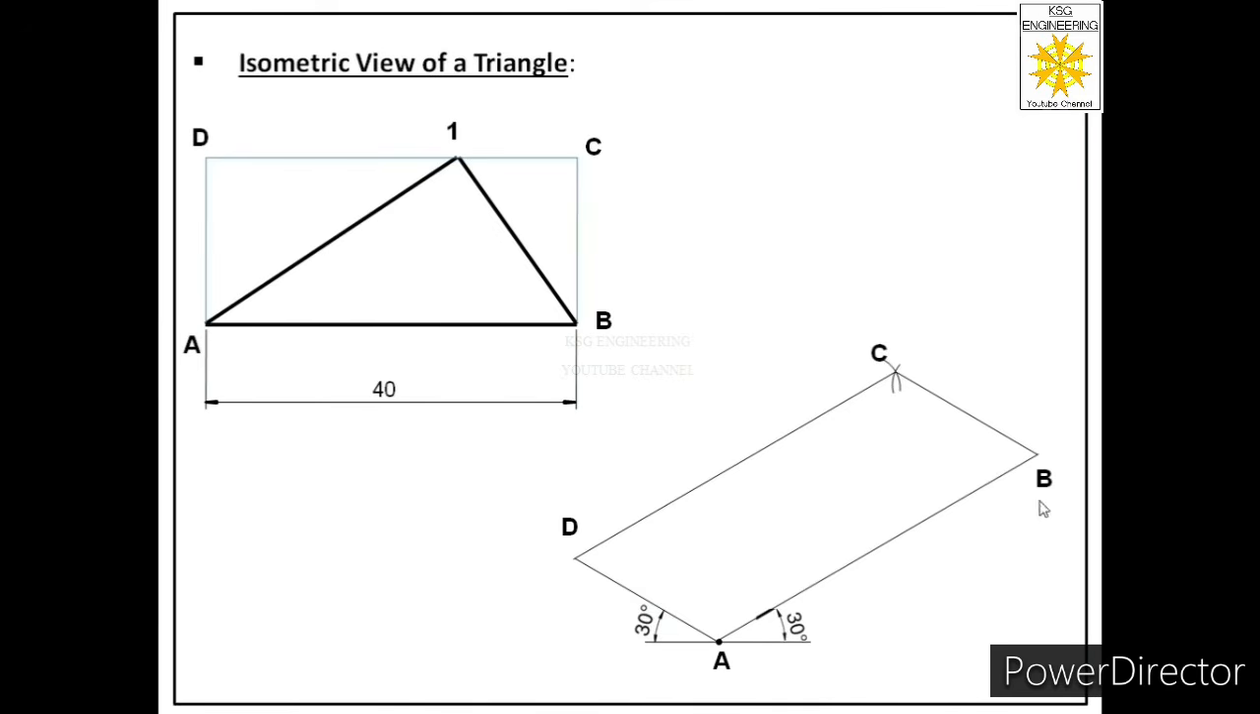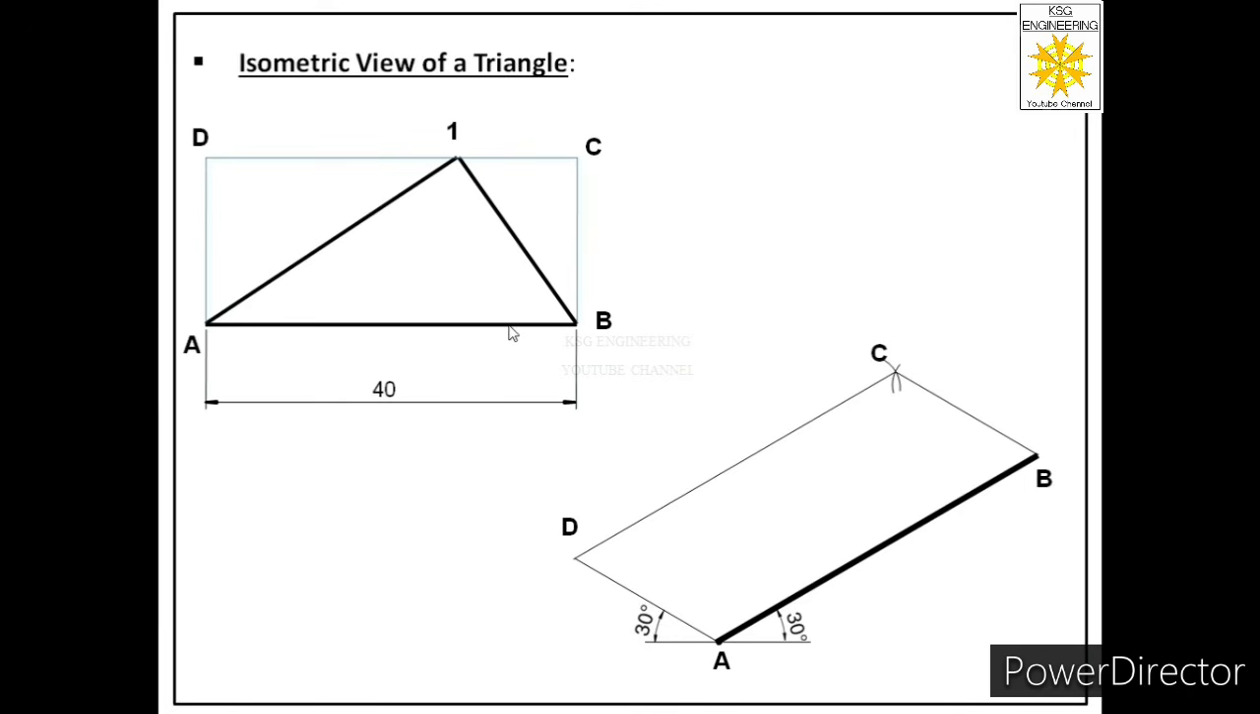So first of all, we will draw the isometric view of the rectangle. In that view, we will draw the isometric view of the plane, which is a triangle in this case. Now for drawing the triangle in this isometric projection, we have to represent three edges, AB, B1 and 1A. You can see AB is an edge of the triangle. So it is a common edge between the triangle and the rectangle. So we will make this edge thick.